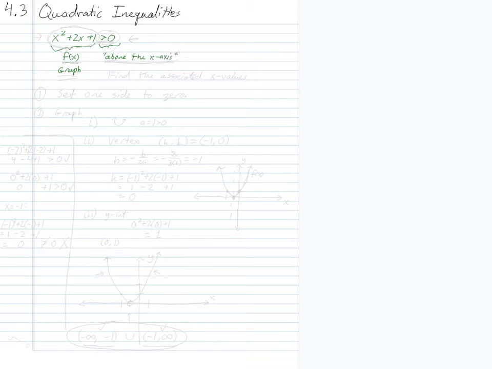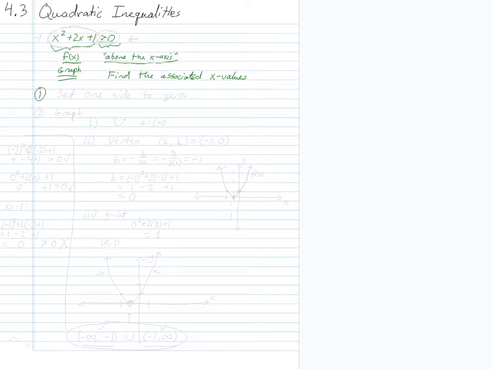So that's the part of the graph that satisfies this inequality, but we actually want to find the associated x values. In other words, we would like to find the part of the domain of this function for which its graph lies above the x-axis. So let's get started with this one as an example. x squared plus 2x plus 1. We need to graph it first.